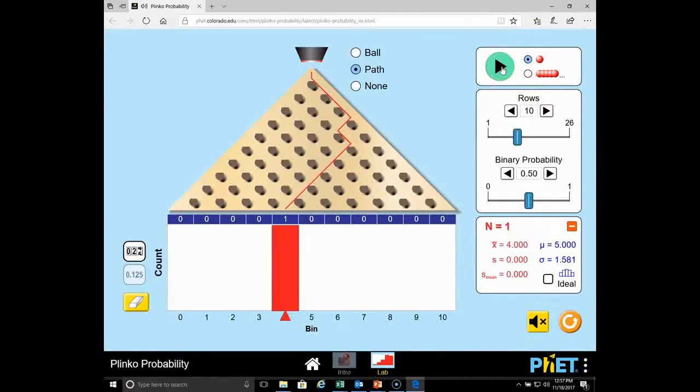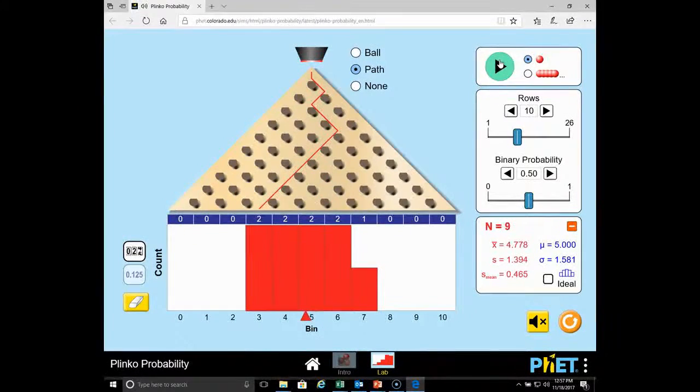So that's a 4, that's another 4, that's a 6, that's a 3. We're at n equals 5 right now, n equals 6, n equals 7, n equals 8, n equals 9, n equals 10. Okay, so there's the histogram for this sample of 10, the mean of which is 4.9, and the standard deviation of which is 1.37. So you see that data right over here.